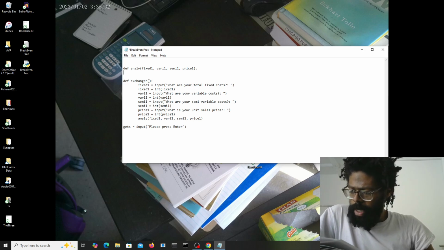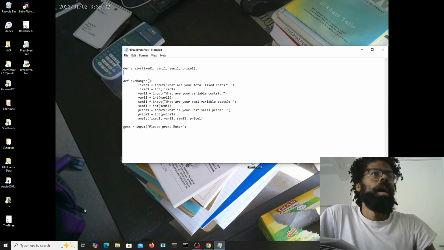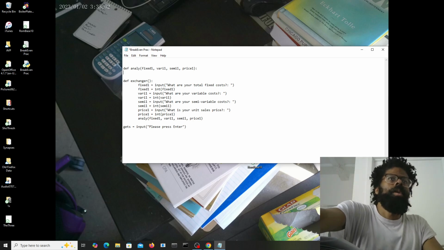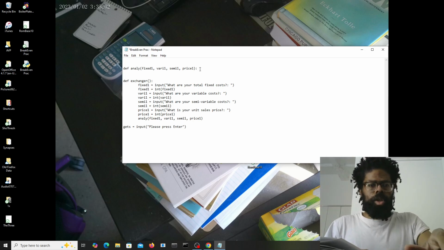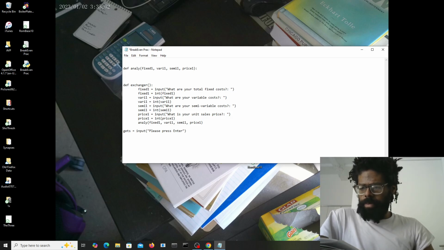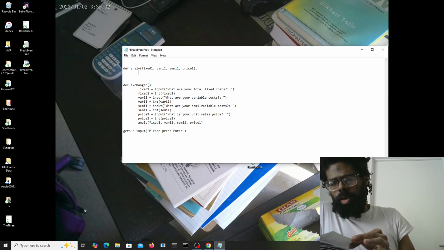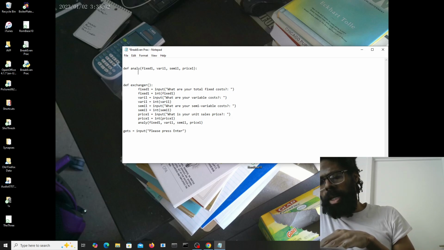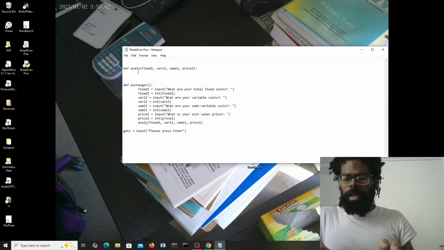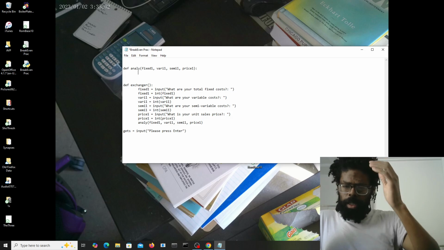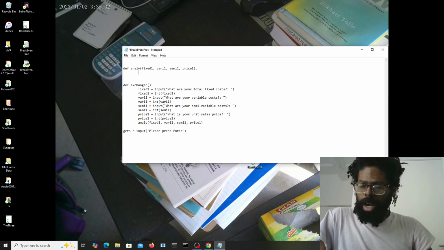So basically, okay. Break-even equals fixed cost divided by unit sales price minus variable cost. Break even point in units.